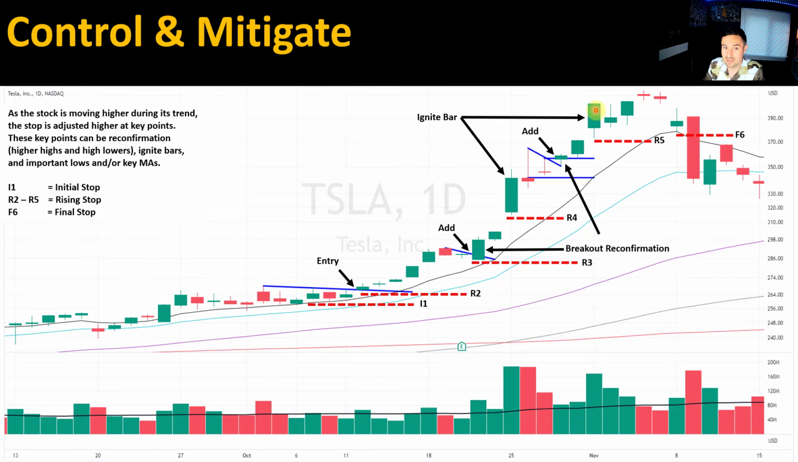And then you get another ignite bar. So then you could move it from R4 to R5. But to be fair, you probably moved it up in here, maybe underneath these lows. And then as it starts rolling back over, you get a pullback to the 10 EMA, so then you could adjust your stop loss here.